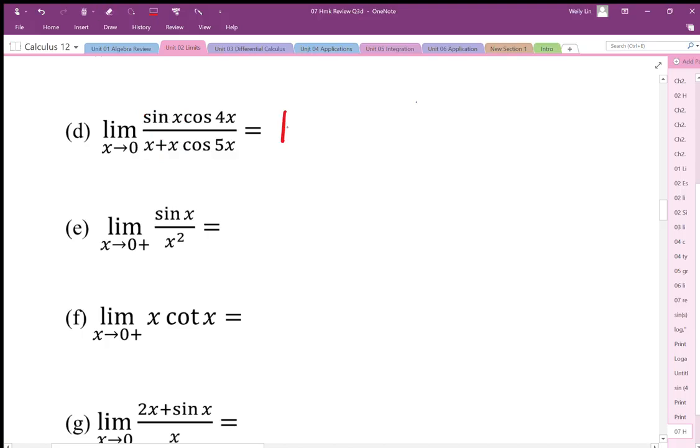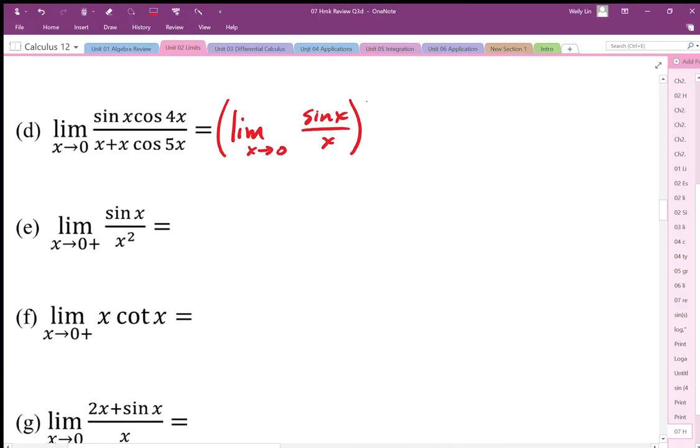So we end up with the limit as x approaches 0 of sine x over x. We're going to use our limit laws to factor that out. What we're going to be left with then is cos 4x in the numerator. And when we factor the x out of the denominator, I'm left with 1, plus cosine of 5x. Okay, so there we go.